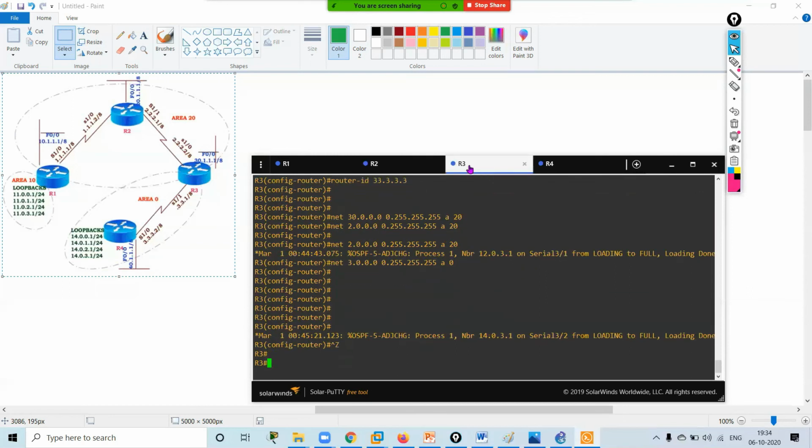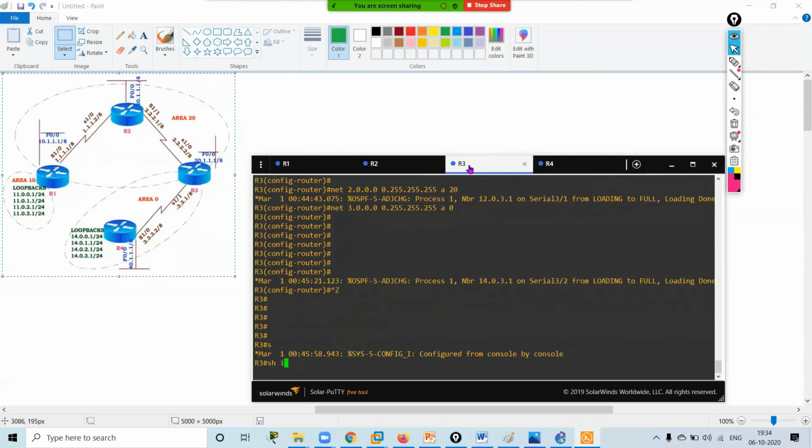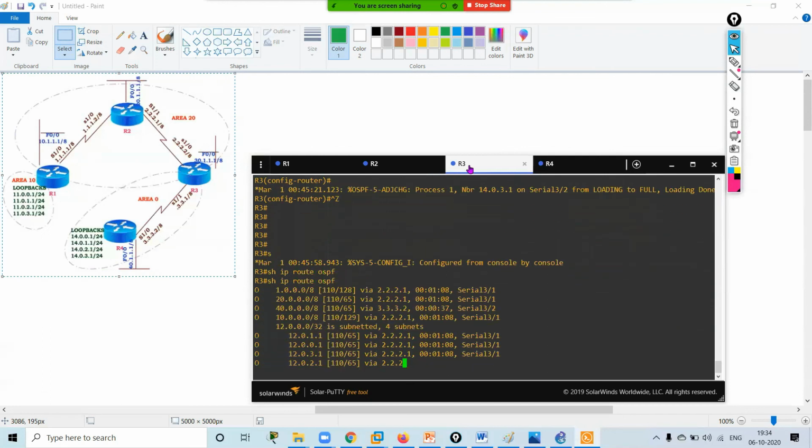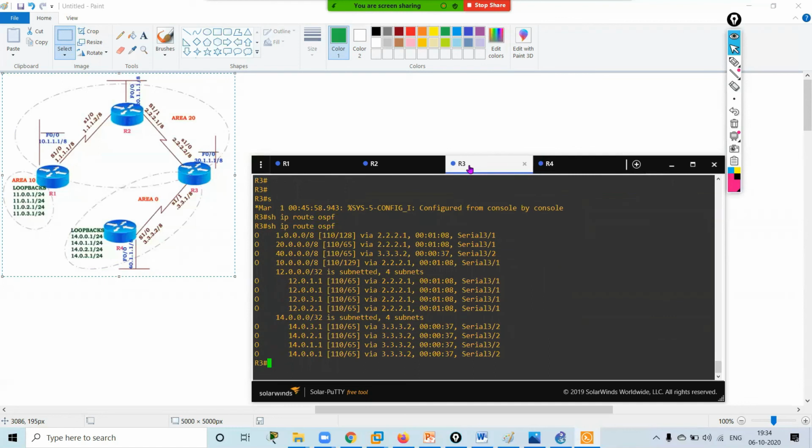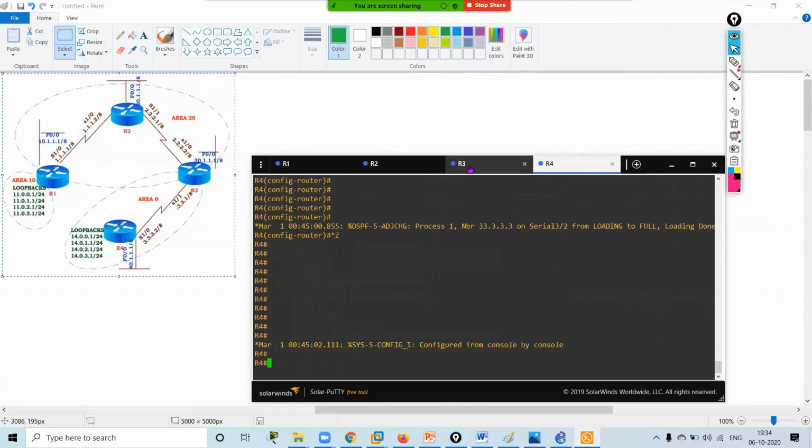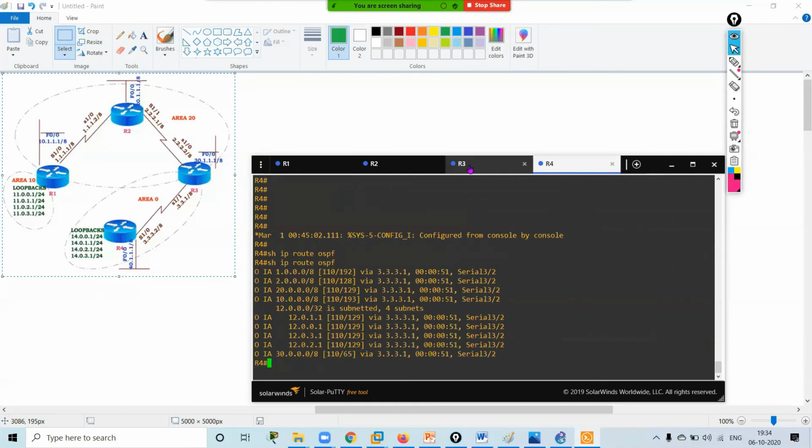If I go on R3 and check the same command, show IP route OSPF, I am getting all the networks except my 11 dot loopback. R4 show IP route OSPF. All the networks are there, but I am not having the 11 dot loopback. Correct? Okay. No routes from the 11 dot network, 11.0.0.0 coming in the routing table of R2, R3 or R4 as it belongs to area 10.